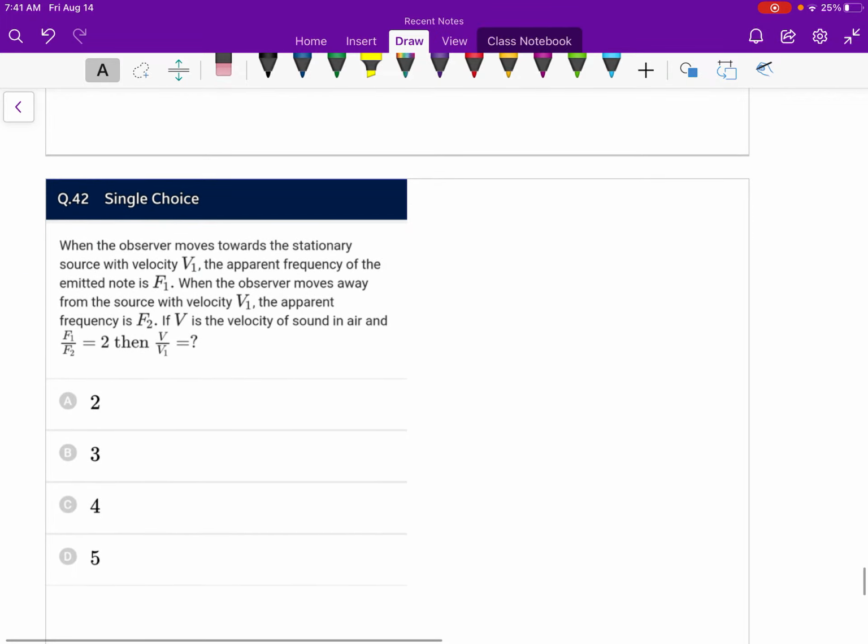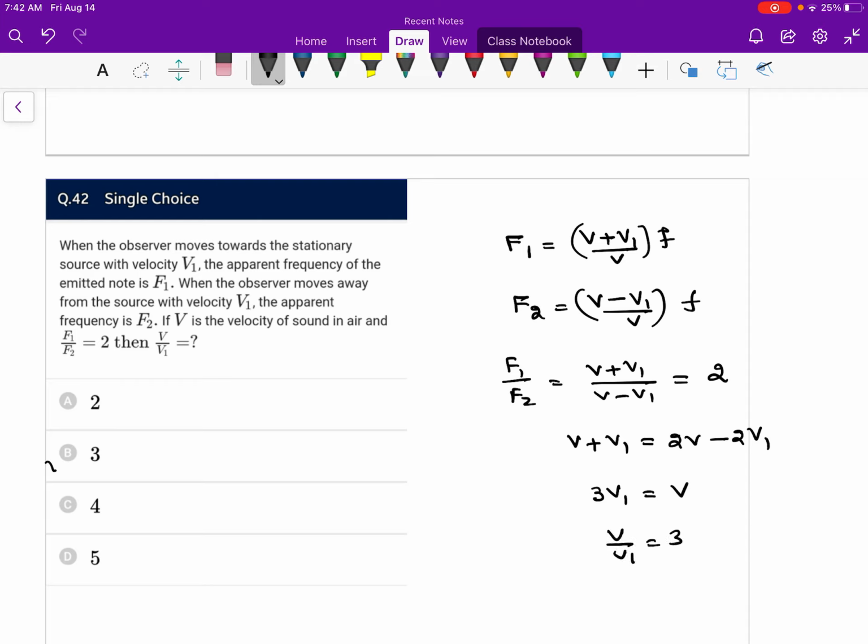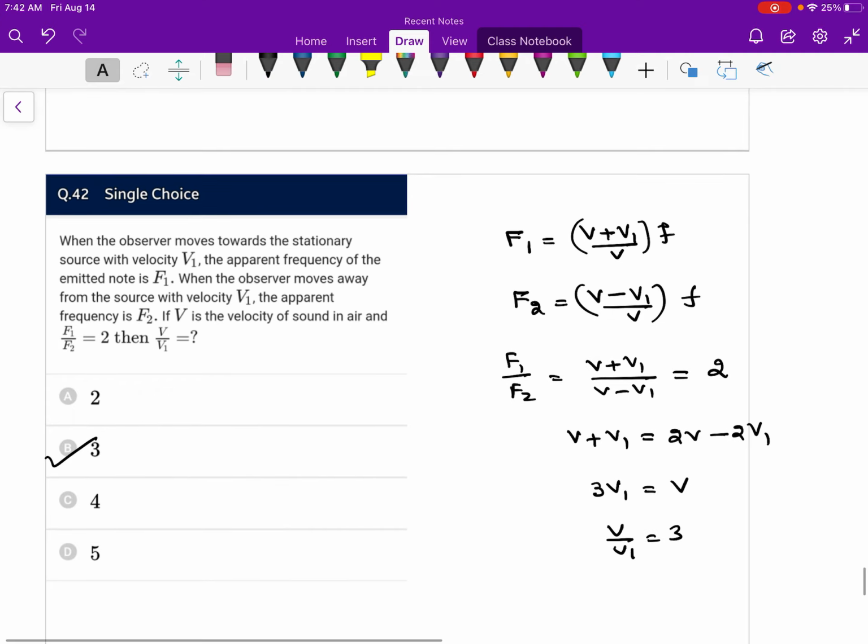When the observer moves towards a stationary source with velocity v1, the apparent frequency is f1. So f1 is (v plus v1) upon v into f, and f2 is (v minus v1) upon v into f. So f1 upon f2, which is (v plus v1) upon (v minus v1), is given as 2. So v plus v1 is equal to 2v minus 2v1. So 3v1 is equal to v, so v by v1 is 3. So B is the correct option.